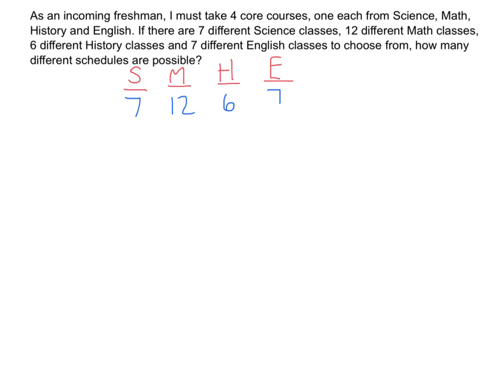So remember what we do here whenever we have our tasks, we are always going to multiply them to find out what the number of different possibilities are. And so in this example, there are 3,528 different possible schedules that we could choose. Let's take this a step further.